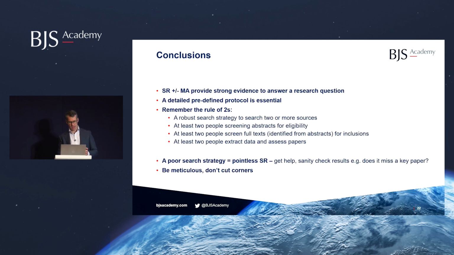So in conclusion, systematic review with or without meta-analysis can provide the strongest evidence to answer a research question. And it's critical that you have a well-defined, rigorous protocol to start with. Consider the rules and remember the rules of two. So two data sources at least, two people screening your abstracts, your full text, and extracting your data. Ensure your search strategy is strong, robust, makes sense, doesn't miss papers, because you certainly don't want to go back to the start. Be meticulous and don't cut any corners, because you'll certainly regret it at the end.